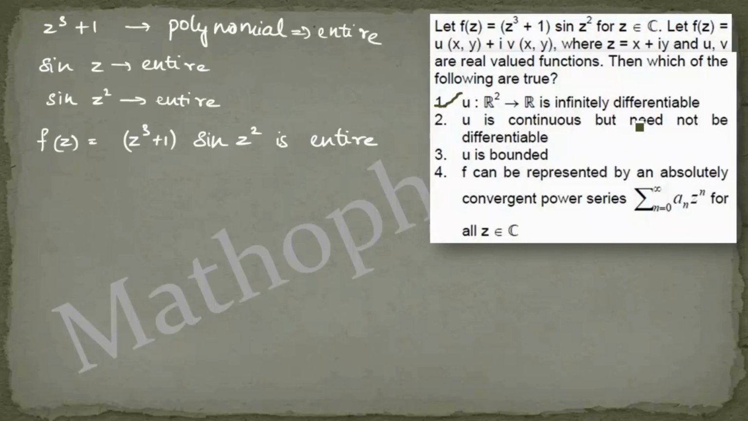Second option: u is continuous but need not be differentiable, but it is infinitely differentiable. So the statement that it need not be differentiable is wrong. Next, they have asked whether u is bounded.